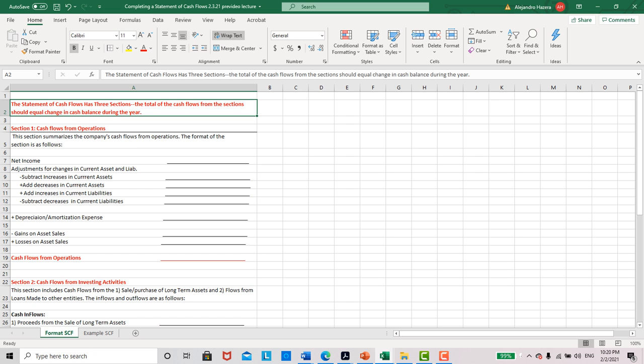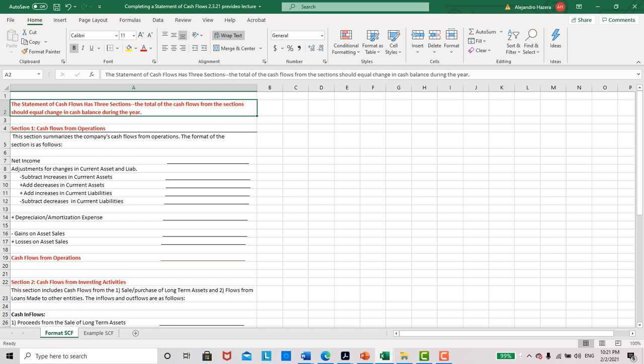Now, this is a format of the statement of cash flows. And I want to emphasize that every one of these statements of cash flows can be different. So don't memorize this. It's a basic version, a basic example. But in real life, and on CPA exam problems too, they're all different. And I may give you one for homework that's a little bit different too. So let's get into this.